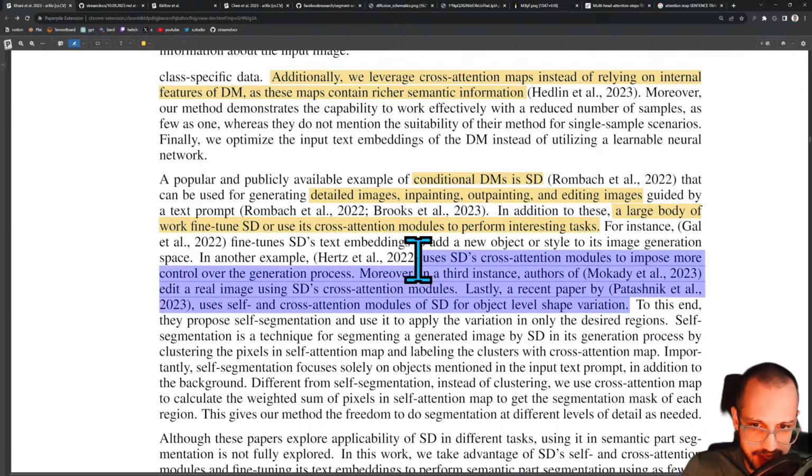Okay, so maybe they didn't come up with this idea of really looking deeply into that cross-attention map themselves, and here they do point to a bunch of other previous work where people were able to do other things with that as well.